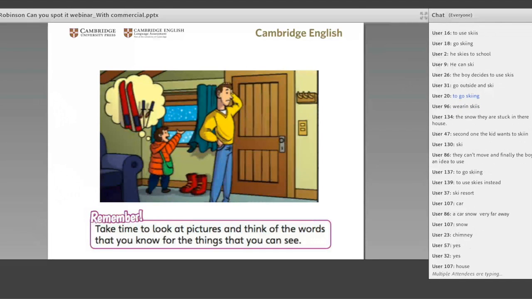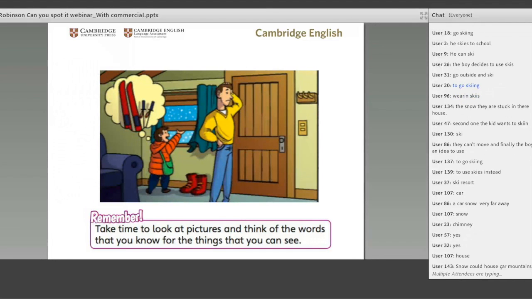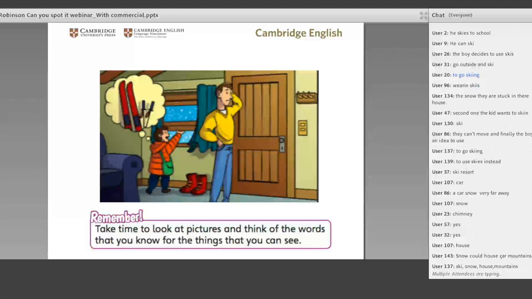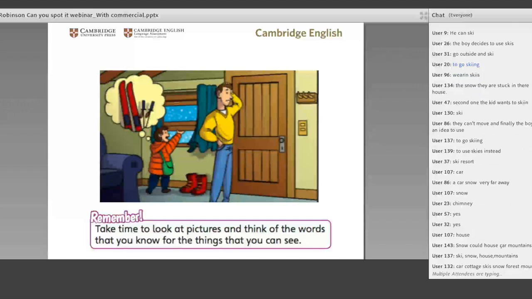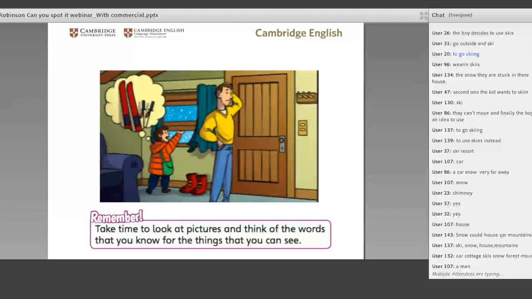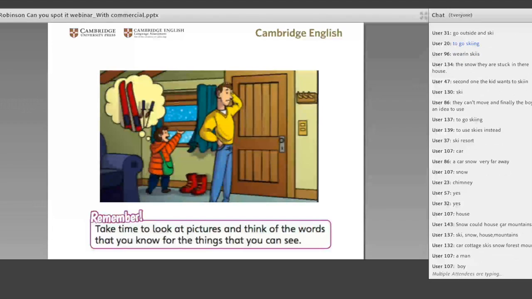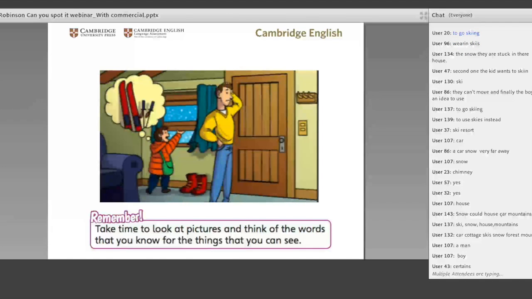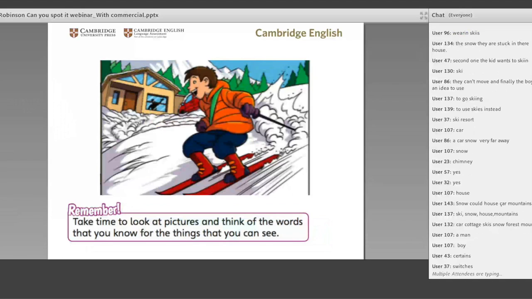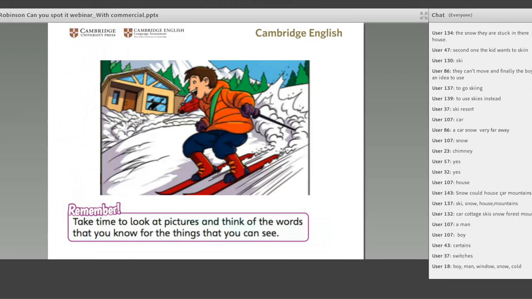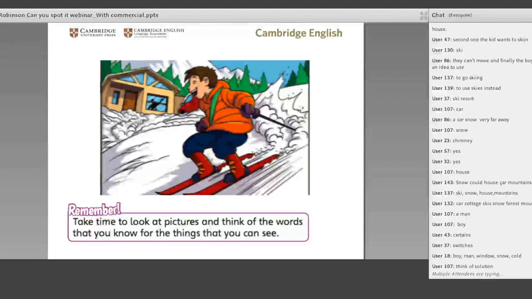Great, okay, let's move on to the second picture. And can you write down some words that you could use to talk about this picture? And now this picture. Which words could you use to write about this picture?